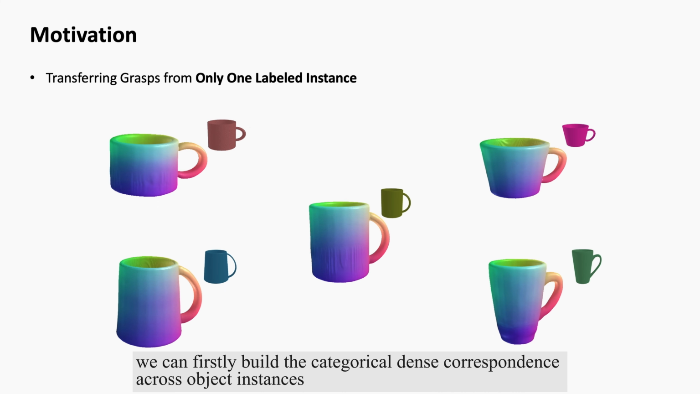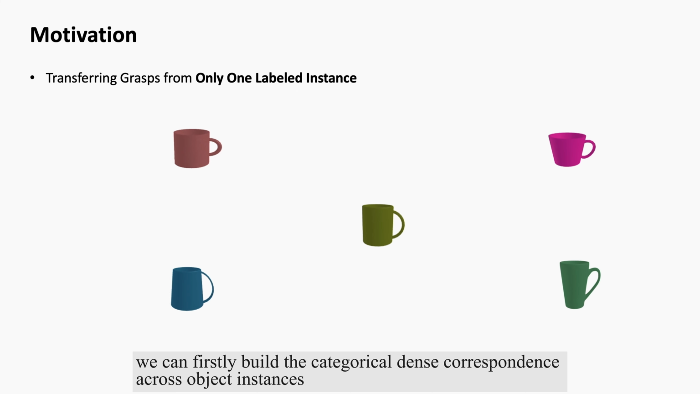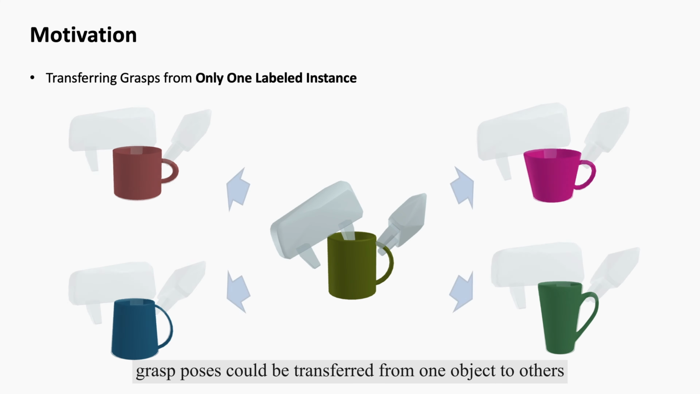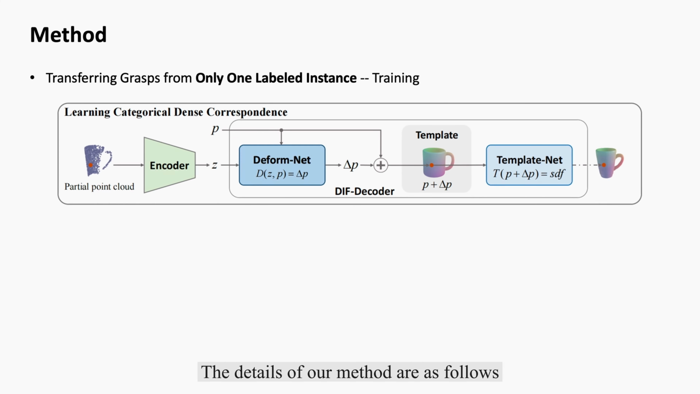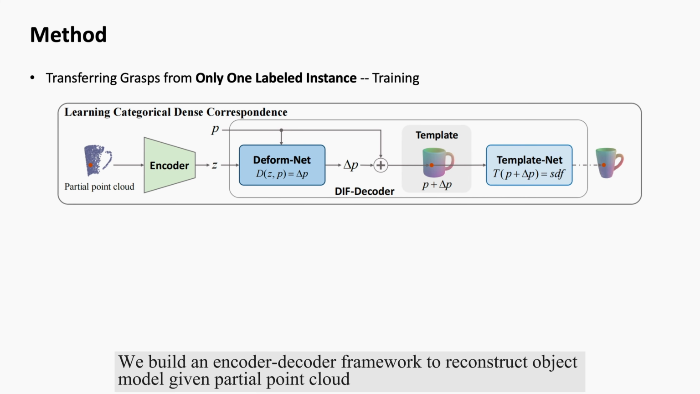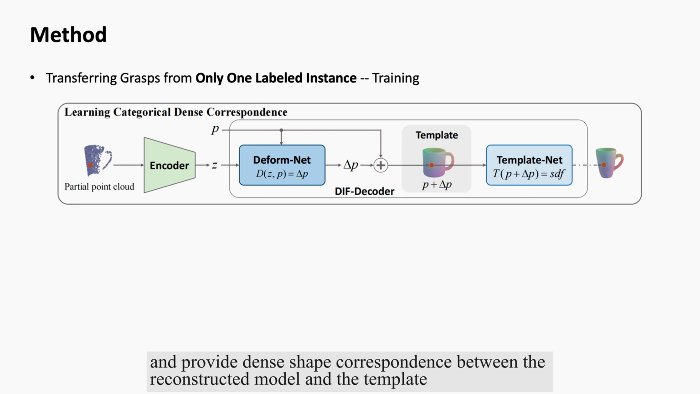Based on this prior, we can first build the categorical dense correspondence across object instances. And then, grasp poses could be transferred from one object to others. The details of our method are as follows. We build an encoder-decoder framework to reconstruct the object model given a partial point cloud, and provide dense shape correspondence between the reconstructed model and the template.